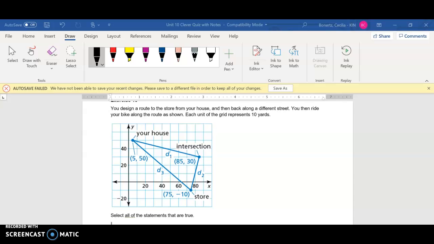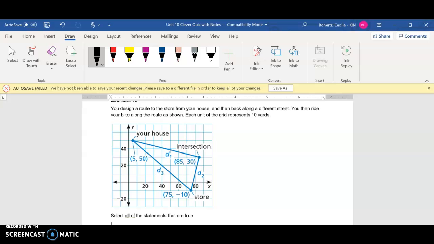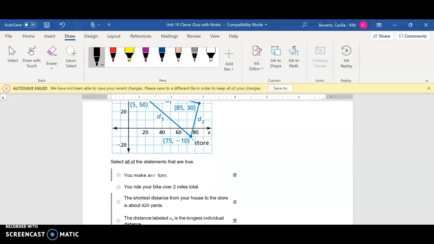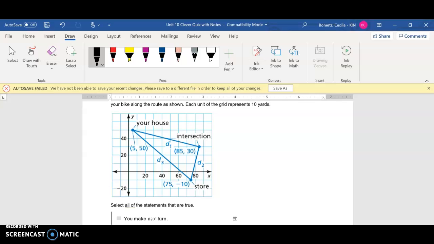This last problem is similar, but there's a lot of parts to this. So it's telling me the route that I'm going, and then it's asking me questions about the shortest distance, how far I rode. So I know based on what it's asking me about that I need to know the distance from each of these points to each of these points. So I'm going to use the distance formula and find each of those measurements.